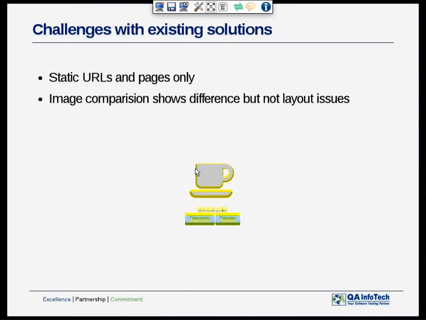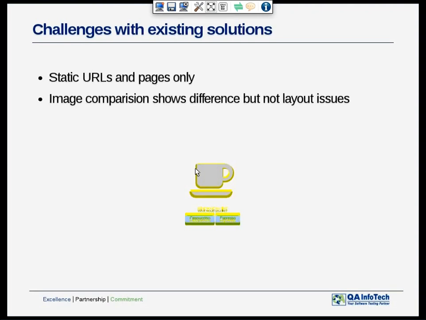And on top of that, most of these tools, except Galen, use image comparison to highlight the layout issues between different browsers or between the same application. But there's a problem with image comparison. With image comparison, you can certainly point out the differences, but it is really difficult to analyze whether that difference is actually a problem or a layout issue in the application.